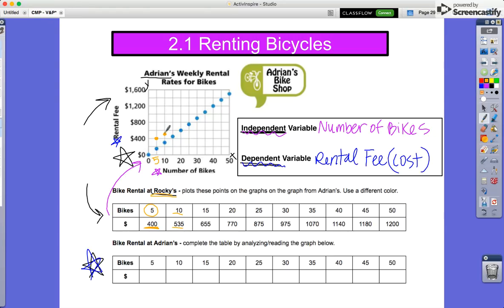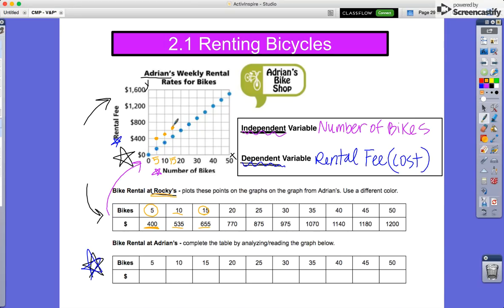Okay. At 15 bikes, it's going to cost $655. So here is where 15 bikes would be. And now I know it's going to be just a little bit above this line because that's where 600 is. And I'm going to keep going, okay?